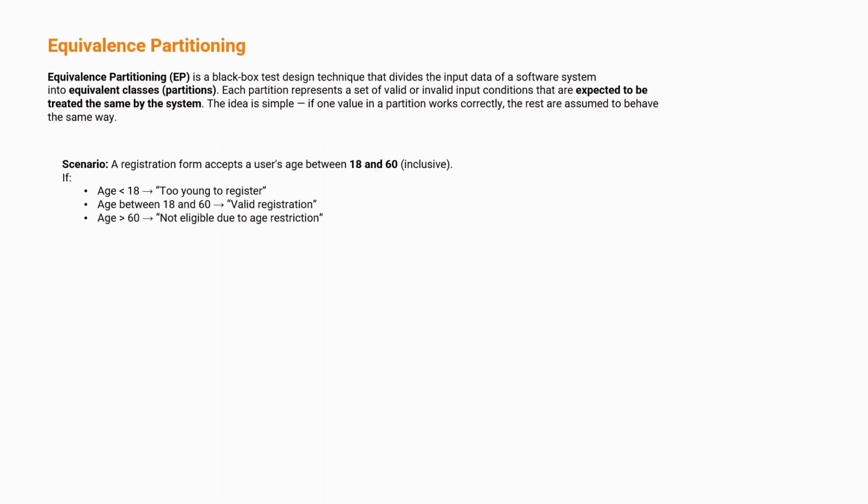Let us consider a real world example where an online form is performing an age field validation. The scenario is something like this. A registration form accepts a user's age between 18 to 60 inclusive. So what are the conditions that we have? If age is less than 18, it will say too young to register. If the age is between 18 to 60, it is a valid registration. If the age is greater than 60, it says not eligible due to age restriction.